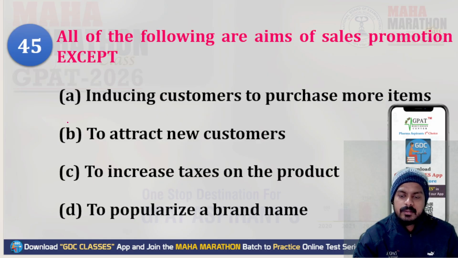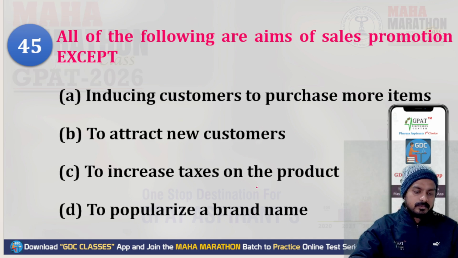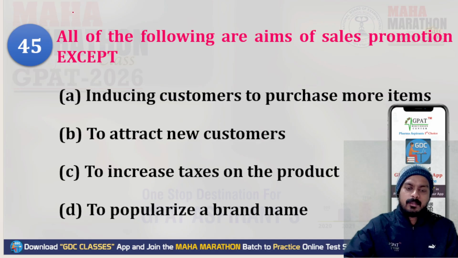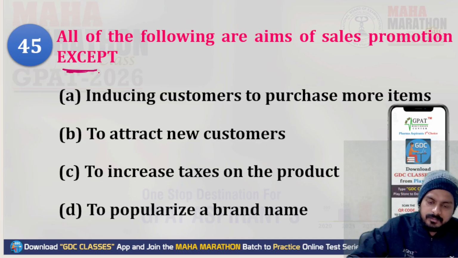Next question. All of the following are aims of sales promotion except: inducing customers to purchase more items, to attract new customers, to increase the taxes on the product, to popularize the brand name. Except, so all are correct except one.